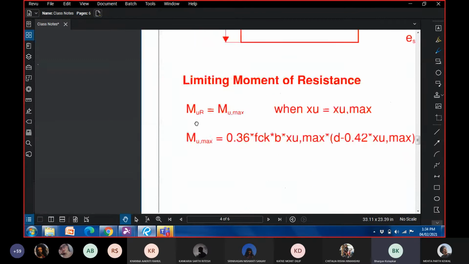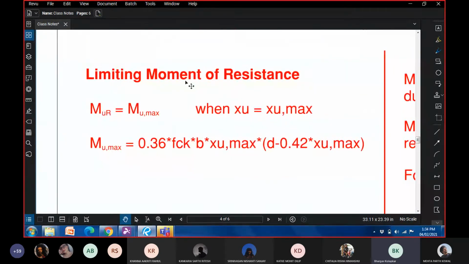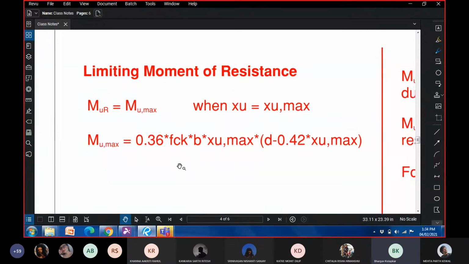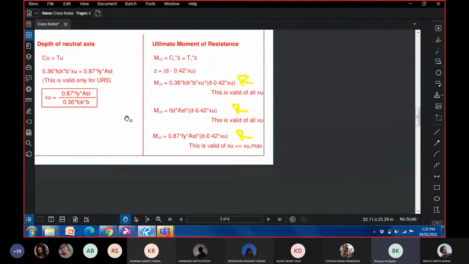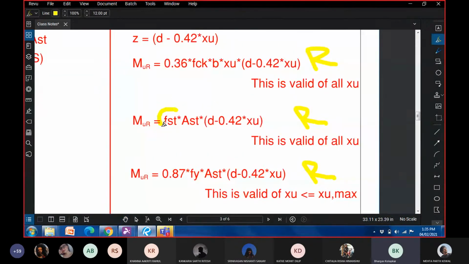So on to your question. As we saw last time, the limiting moment of resistance is equal to 0.36 FCK B into XU max, D minus 0.42 times XU max. The reason we can use only this formula and not the other one is because we do not know the value of FST. FST is not equal to 0.87 Fy. Had this been the case, the section would be either balanced or under reinforced, and we could just do our normal calculations. We did not have to limit our moment to MU max.